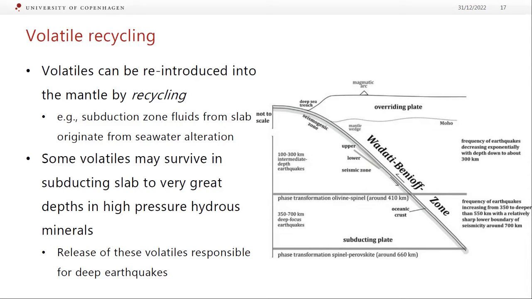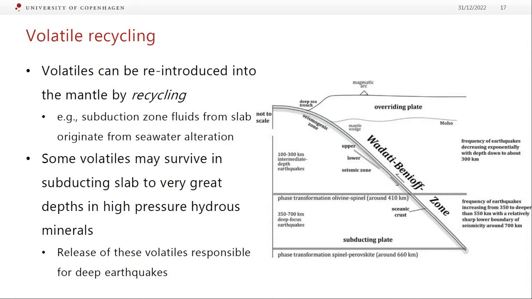But some volatiles can actually survive to very great depths in the subducting slab, and they form these high pressure hydrous minerals. There's a whole bunch of possible ones that I'm not going to go into. But the interesting thing here is we know that these are going quite deep because we see earthquakes at great depth. And essentially because the pressure is so high, once you get to pressure of about 670 kilometers, which is where you see some of these earthquakes, the only way you can have a fault, an earthquake, a kind of brittle rupture, is if you have some water or fluid down there that can cancel out the effect of that pressure. Otherwise, the pressure from above is just too high for it to actually break.